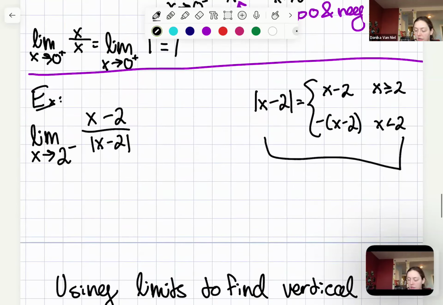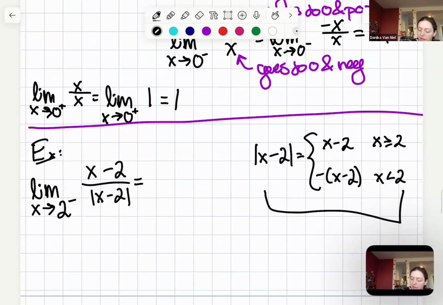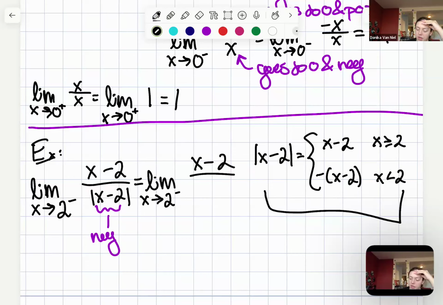So they'll say, okay, we're in the scenario where this inside piece is negative because we're approaching 2 from the left, so like 1.9, right? But 1.9 minus 2 is going to be negative. So we have the limit as x approaches 2 from the left. We leave the top the same, but now the bottom is negative (x minus 2), because that's how we make it positive, right? We're looking at this part.